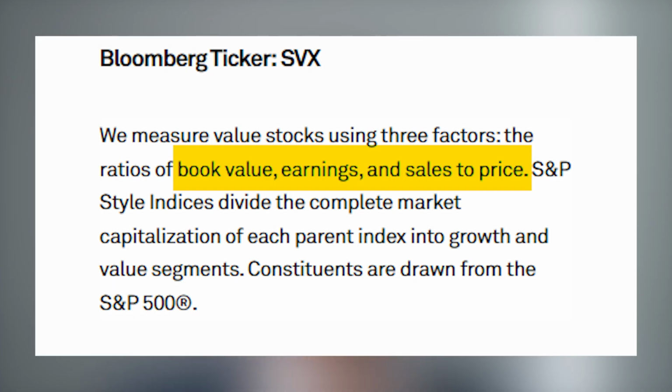S&P does it slightly differently when they build their value index. They look at companies based on 3 different financial metrics: price to book ratio like Russell, but also price to earnings ratio and price to sales ratio.